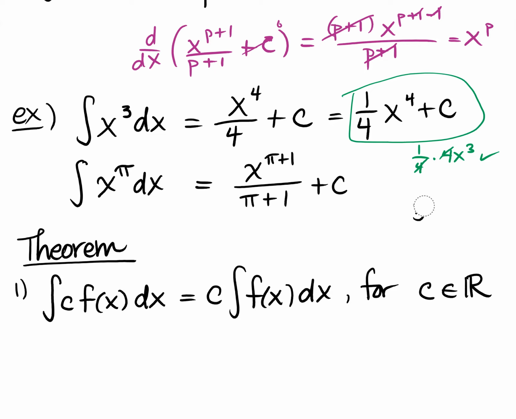You know, if I had 37x cubed and I asked you to take that derivative, you would take the 37 and then multiply by the derivative of x cubed, right? So that should also work going backwards because we're just taking the antiderivative. And we'll do some examples with that.